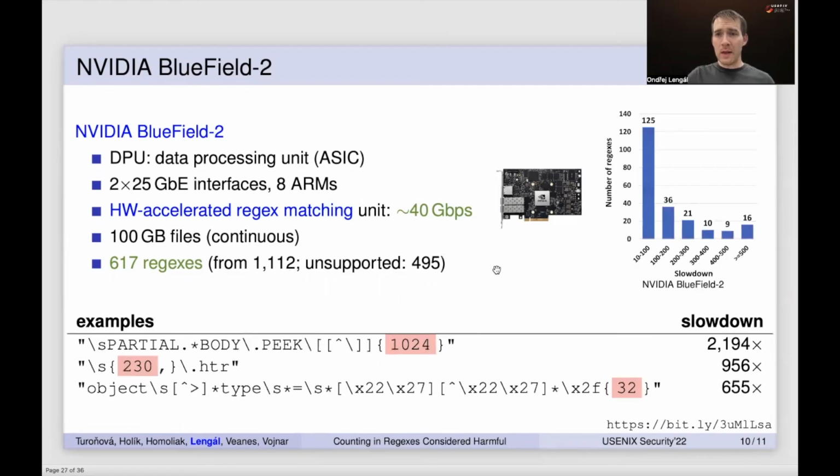The results can be seen here, where you can see that in 125 cases, we achieved a slowdown of 10 to 100, and in something around 100 cases, the slowdown was even bigger. For example, in 16 cases, the slowdown was even over 500 times. The winner here was this regular expression, where the obtained slowdown was around 2200.